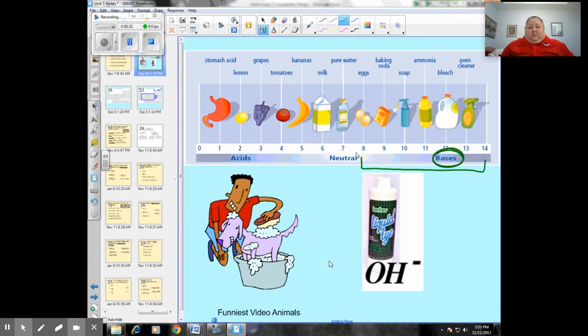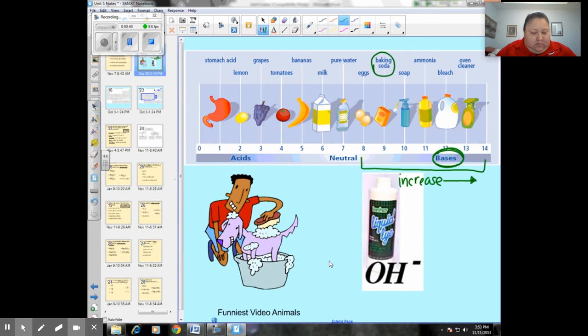So the key with bases is, one, they're used to break down certain items. They're used in cooking, okay? Like baking soda, that's slightly basic. So bases increase in power, and the stronger bases are going to have a higher number.